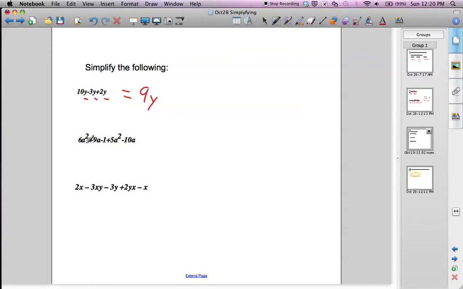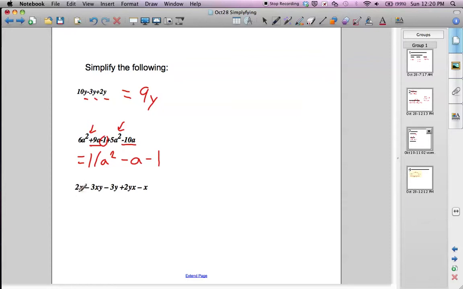In the next expression we have an a squared here and an a squared here, so those are the two that we can combine first. 6a squared plus 5a squared is 11a squared. And then let's look at the a's. We have 9a and a negative 10a. 9 minus 10 is negative 1, or just negative a. And we have a negative 1 there by itself. That's the only constant in the expression, so that stays the same. And that's it. That's our simplified expression.